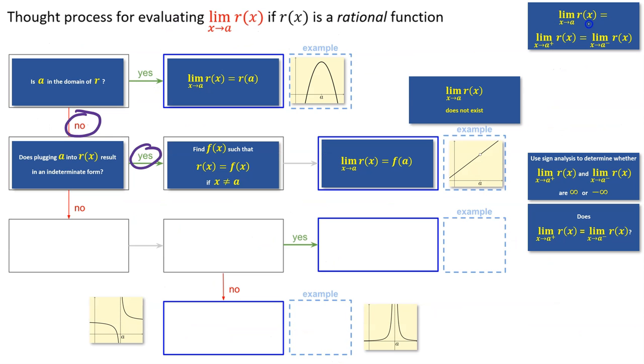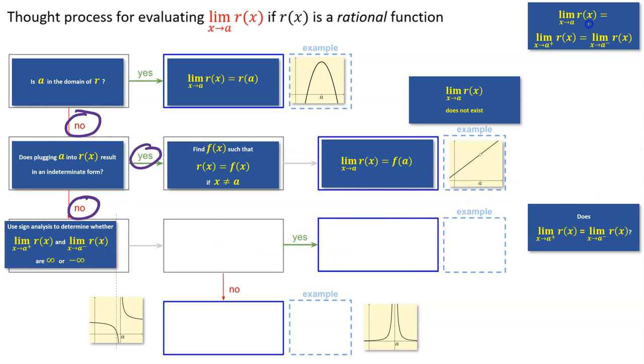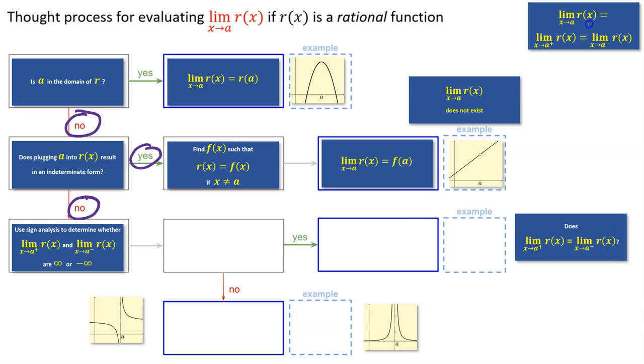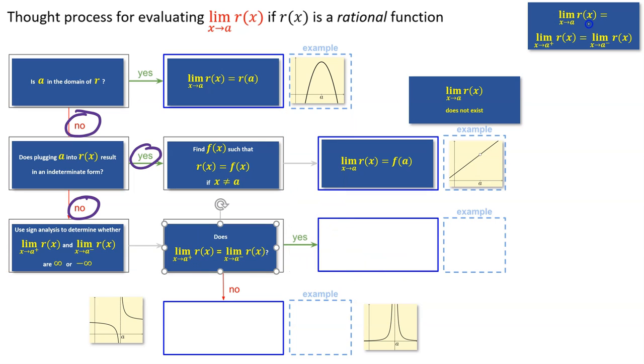Okay, so on our flow chart, this time we had: does plugging a into r of x result in an indeterminate form? No, it didn't. So what we first did was a sign analysis of the two one-sided limits. Look at the limit as x goes to 0 from the right and the limit as x goes to 0 from the left to figure out whether each of those was positive or negative infinity. And then we asked, are those two limits equal? And in this case, the answer was yes.